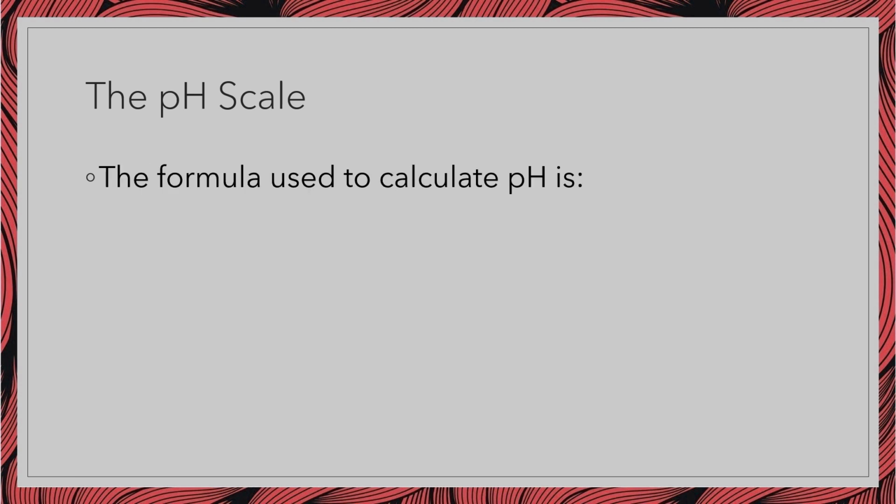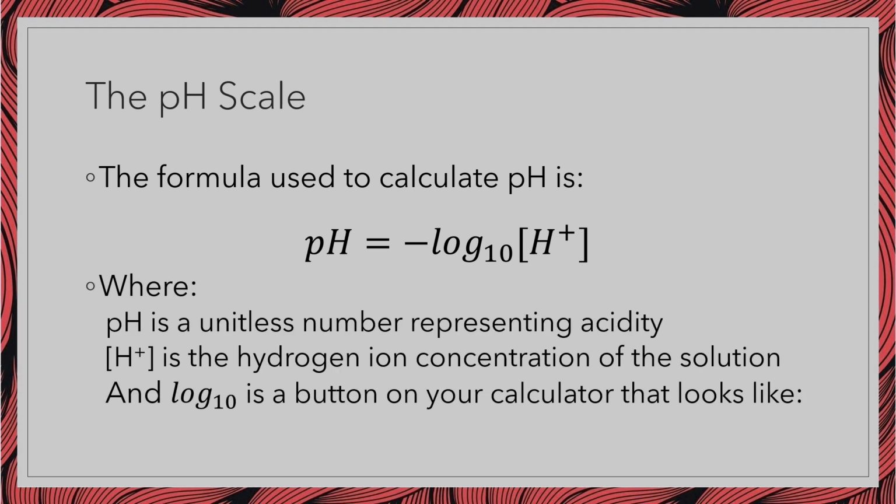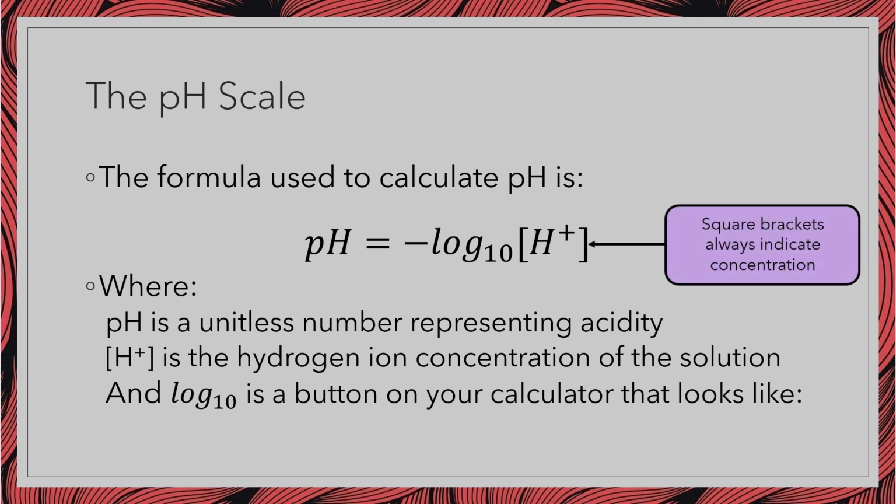So what is this? How do we calculate it? We use pH equals negative log 10 of the H plus concentration. Where pH is a unitless number because we've gone through that logarithmic operator. H plus is the hydrogen ion concentration of the solution, and log 10 is a button on your calculator that looks like it's just log.